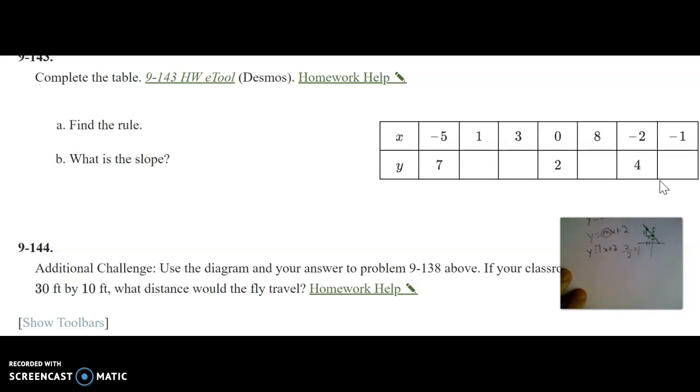And just to check to see if that's right, if I then go back to, let's say, this first coordinate, (-5, 7), if I make x negative 5, negative 1 times negative 5 is 5, and 5 plus 2 gives me 7. So without even knowing all the values in the table, I was still able to use the slope triangle to write my linear equation.